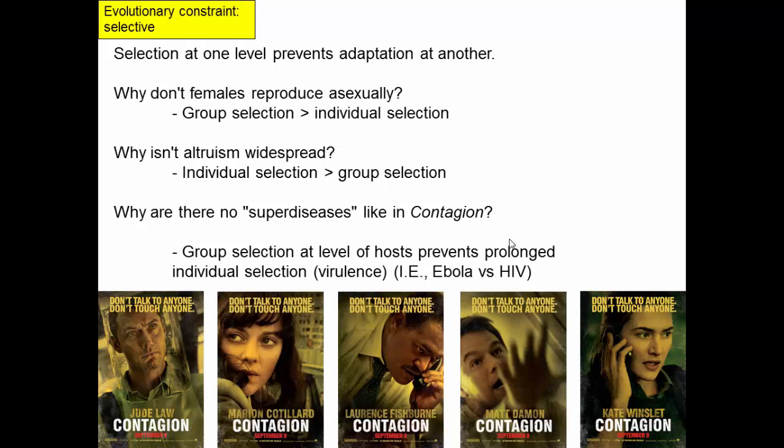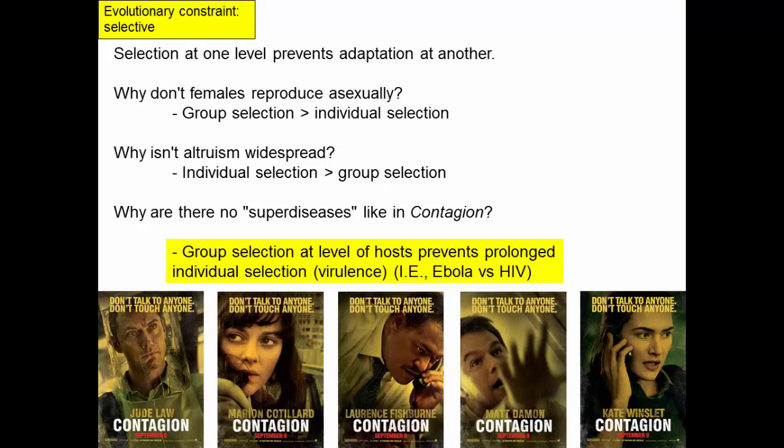We have diseases that scare people and kill some people, Ebola, HIV, that sort of thing, but we don't see diseases that kill large numbers of people very, very quickly. And why is that? Group selection at the level of host prevents prolonged individual selection. So if you have selection for a disease to be really virulent, where it kills an individual very, very quickly, it will kill its host so quickly that that host is unable to spread it to other individuals.